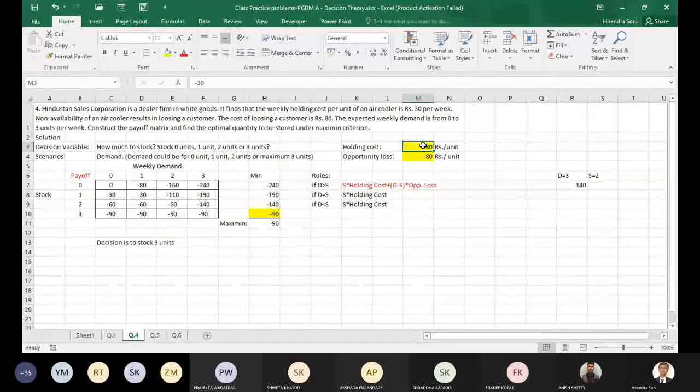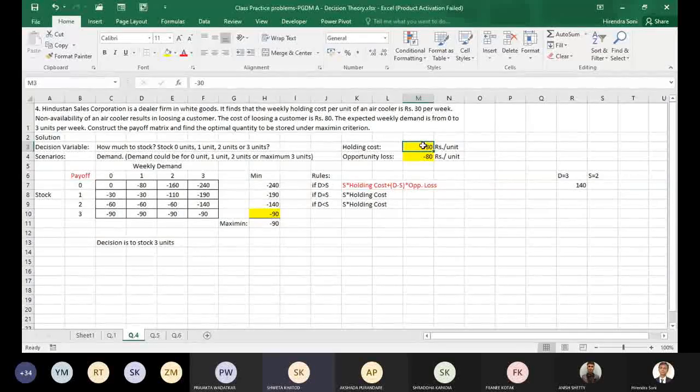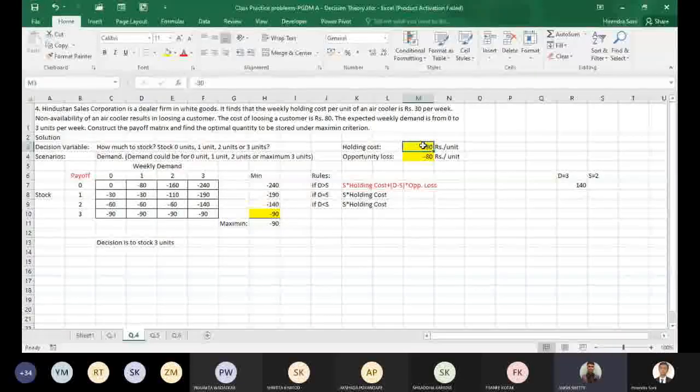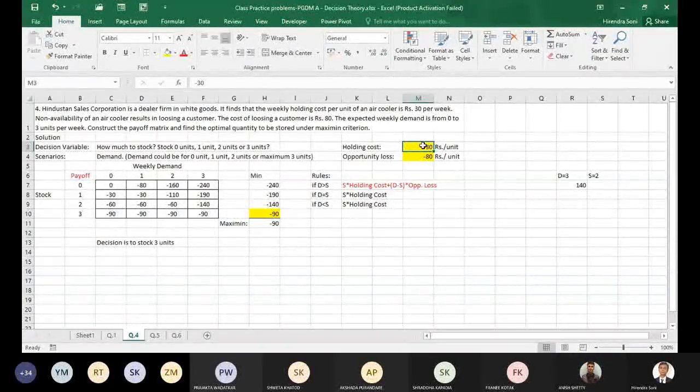Yes. So when I'm talking about cost, am I getting it or am I losing it? Losing it. So when you're losing it, do you indicate it in positive or in negative? Sir, negative. Okay, so this was the logic. This is how you identify whether you have to do it in positives or negatives.